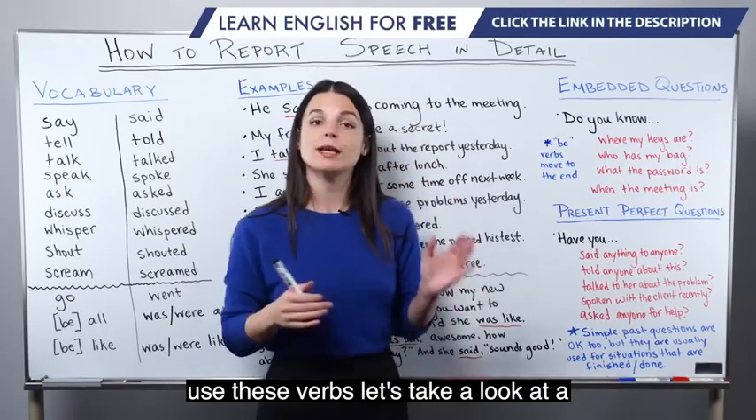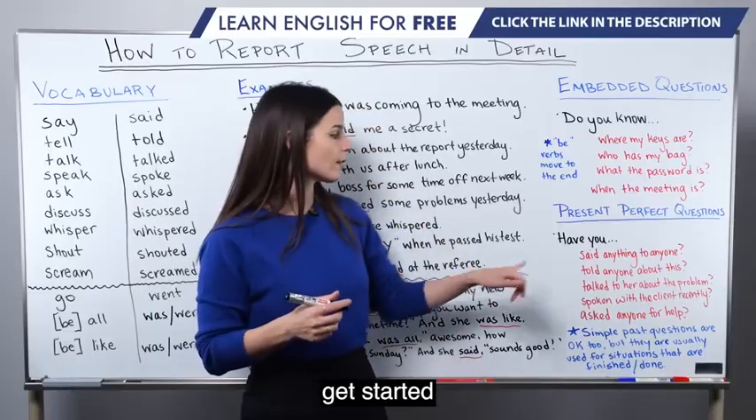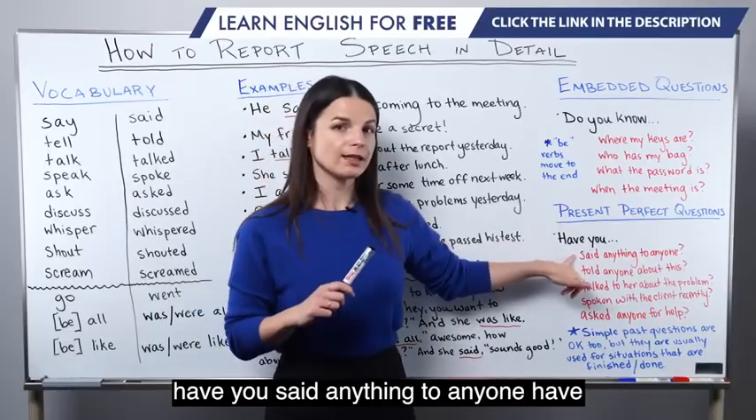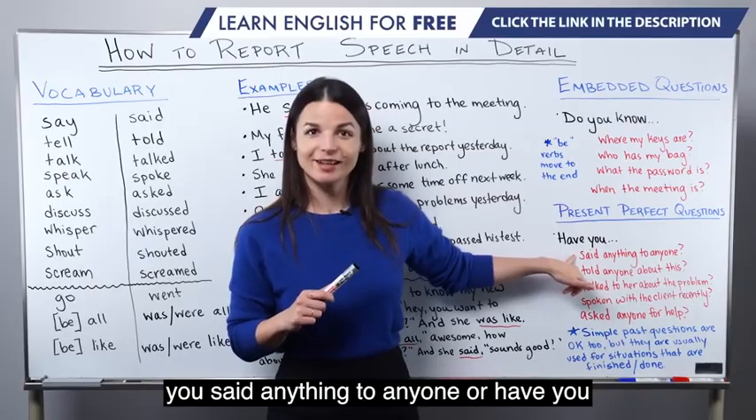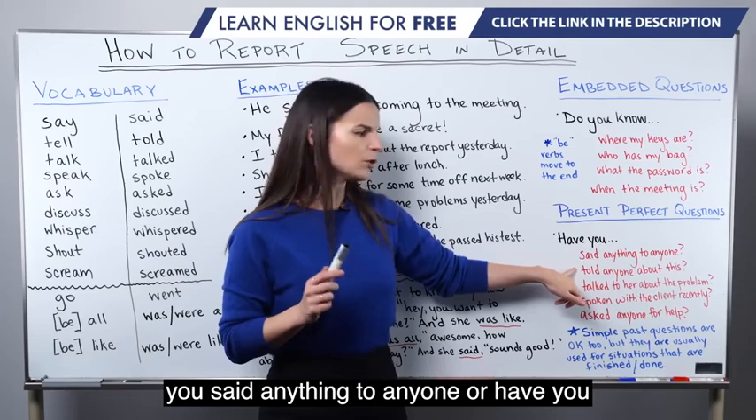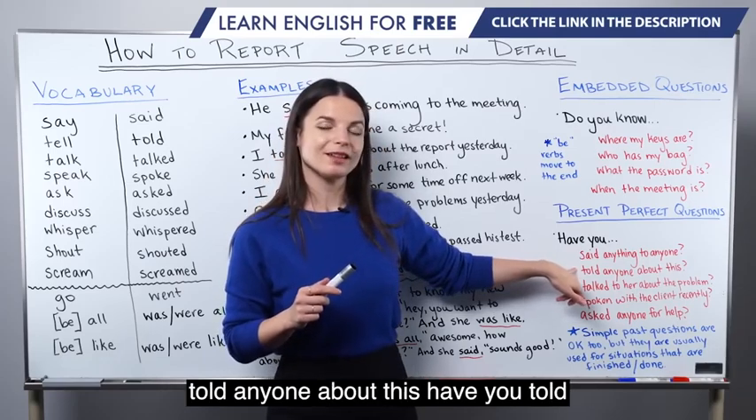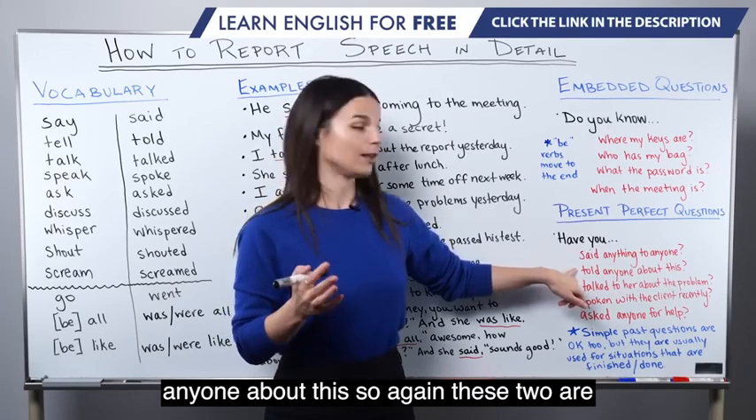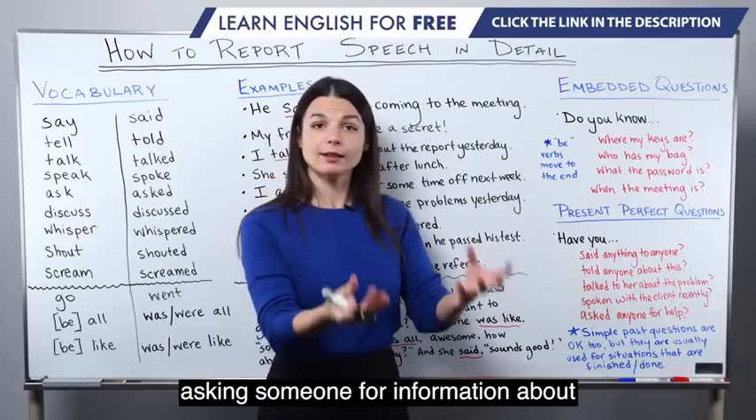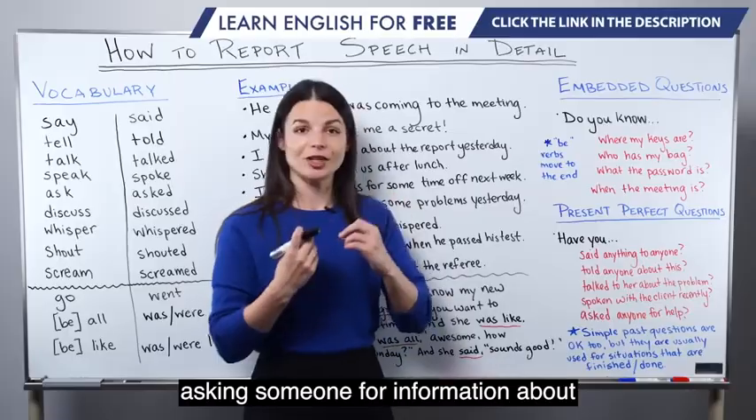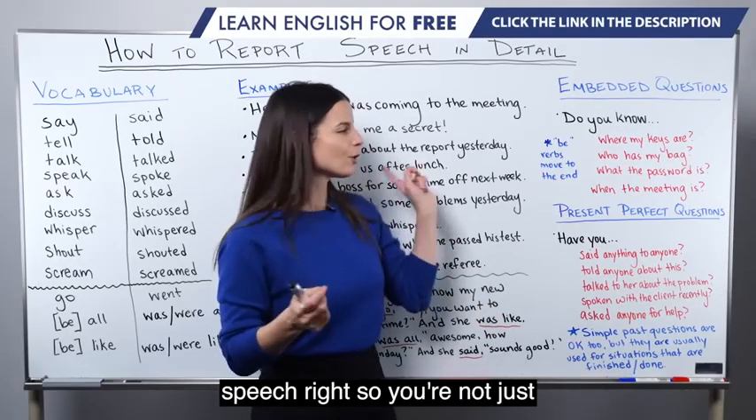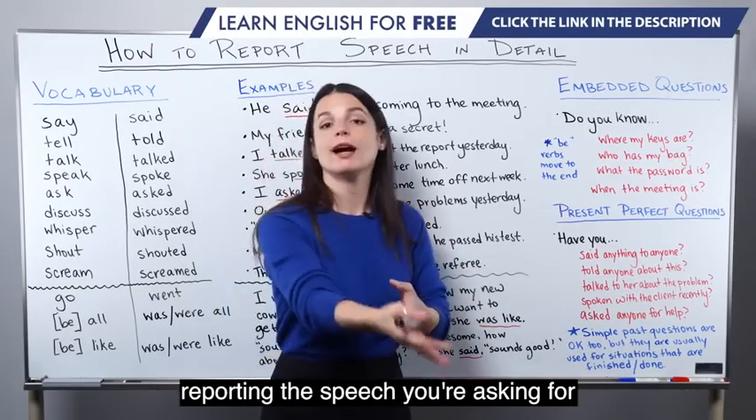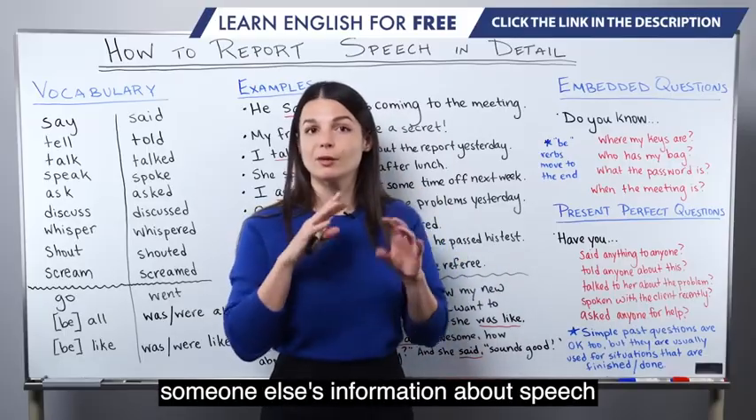Let's take a look at a few examples, some that you can use to get started. Have you said anything to anyone? Or have you told anyone about this? So again, these two are asking someone for information about speech, right? So you're not just reporting the speech, you're asking for someone else's information about speech.